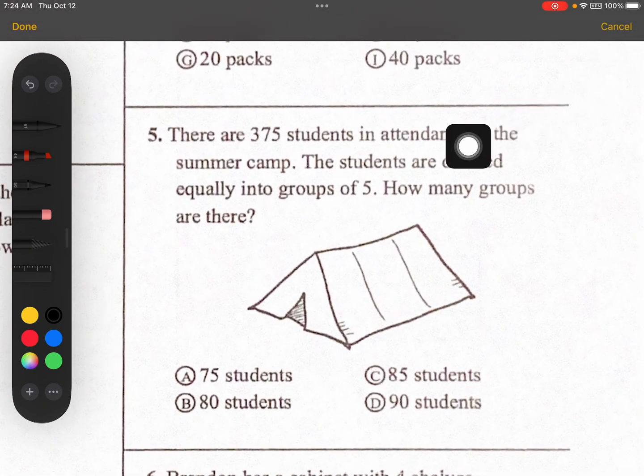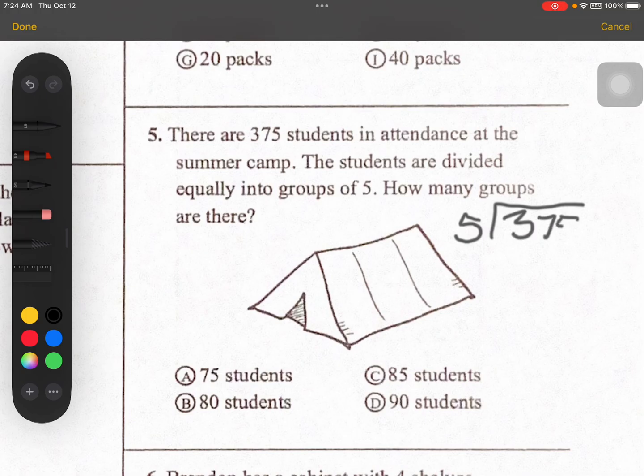Number 5, there are 375 students in attendance at the summer camp. The students are divided equally into groups of 5. How many groups are there? Okay, that's how many are in each group, and there's that many students, 375. So set your equation up like that and solve.